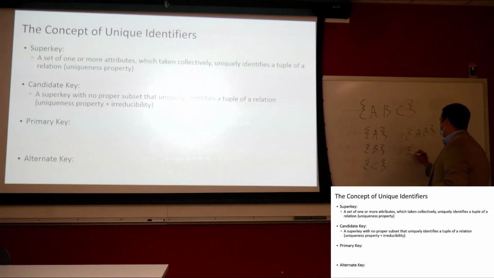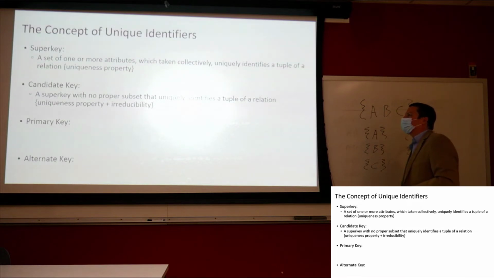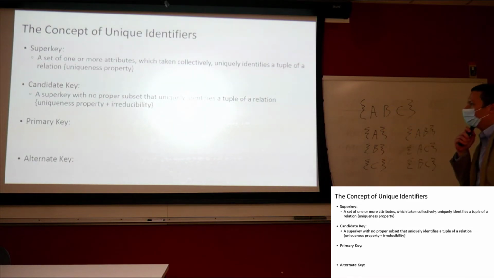A, B, A, C, and B, C. So we have 6 proper subsets of this set ABC. And ABC is a subset of ABC, but ABC is not a proper subset of ABC. So this idea of proper subsets versus subsets is going to come up a couple of times in this discussion. So a superkey with no proper subset of attributes that uniquely identifies tuples of the relation.